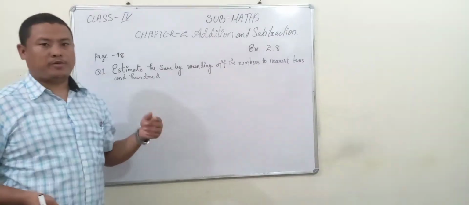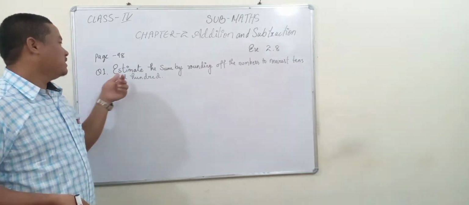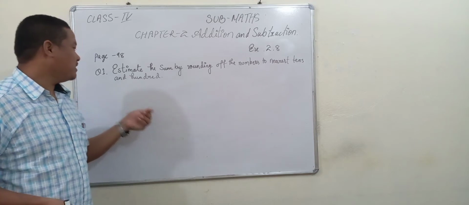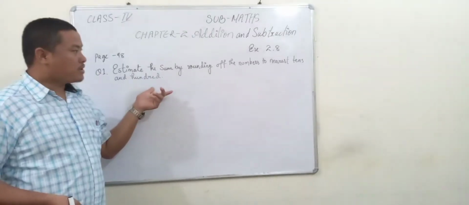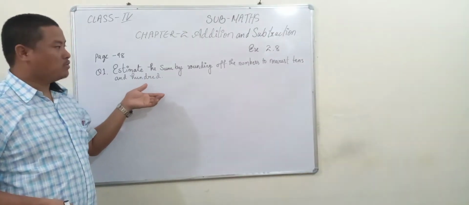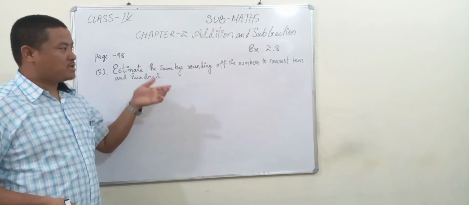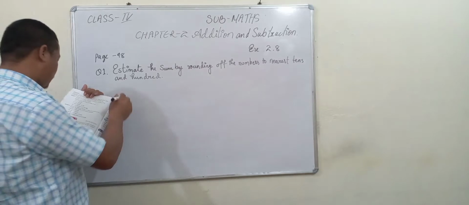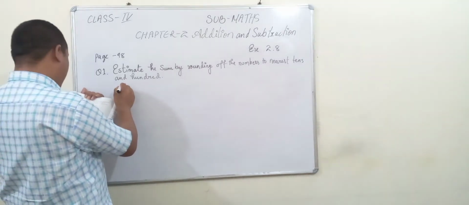Page 98, exercise 2.1. Question number 1. Estimate the sum by rounding off the numbers to the nearest 10 and 100. We already finished this in chapter 1: how to round off numbers to the nearest 10, 100 and 1000. Let us solve the question first. Question A.